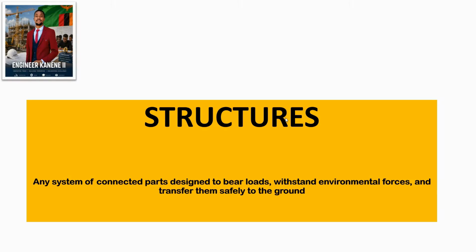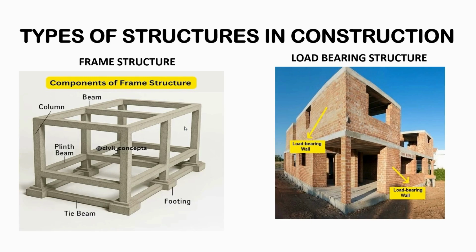We look at structures in the field of engineering, civil engineering to be specific. We deal with structures. What's the definition of a structure? A structure is simply any system of connected parts designed to bear loads, withstand environmental forces, and transfer them safely to the ground. So, this interconnected system of different parts that are designed to bear loads is what we call structures. In the field of construction, there are basically two types of structures.